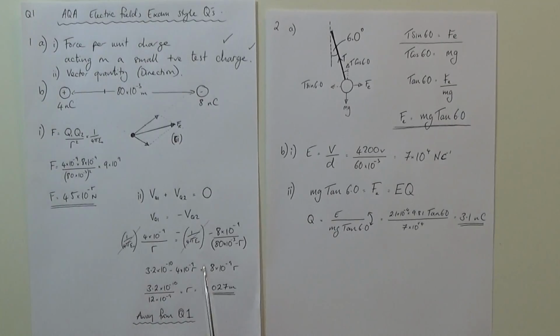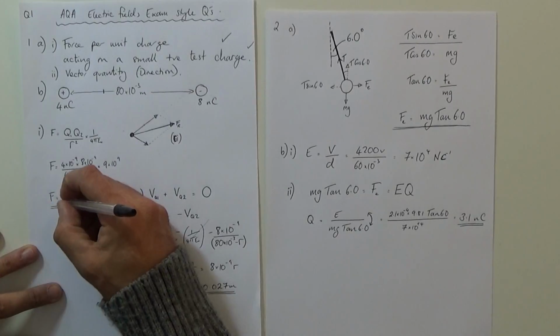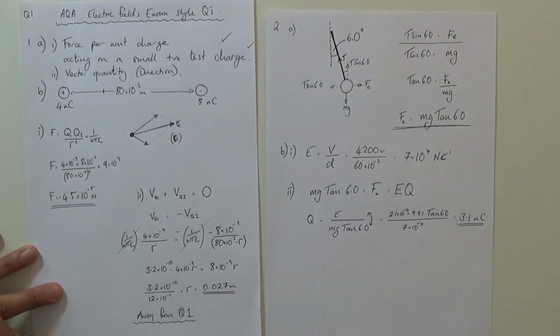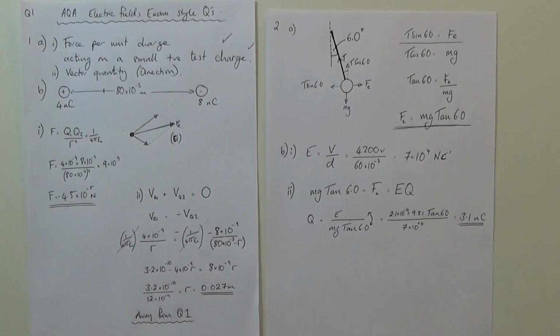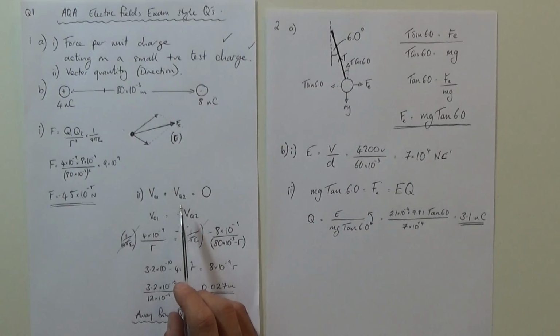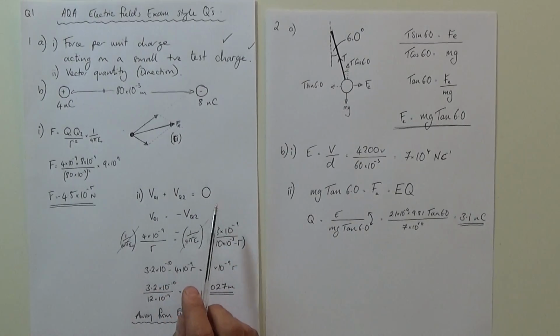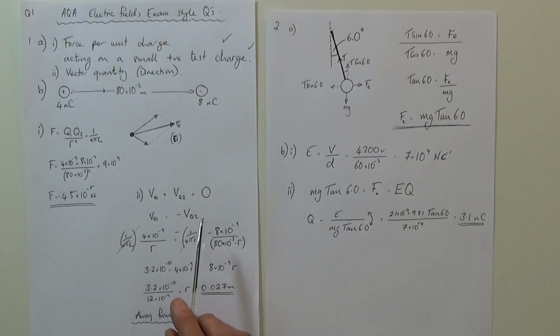Okay. Now that will have a negative sign in it. It doesn't matter if you have the negative in there or not, because it's only asking for the magnitude of it. Question B, part 2, asks us to determine the distance from the 4 nanocoulomb charge to the point along the straight line between the charges where the potential is 0.